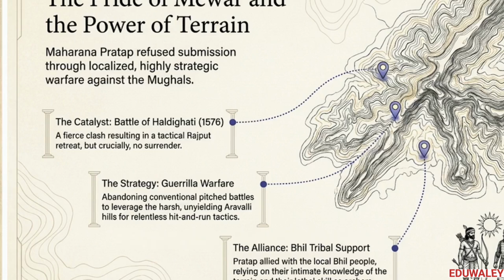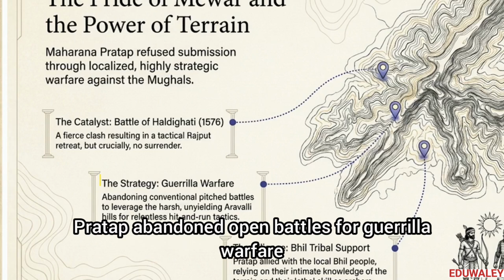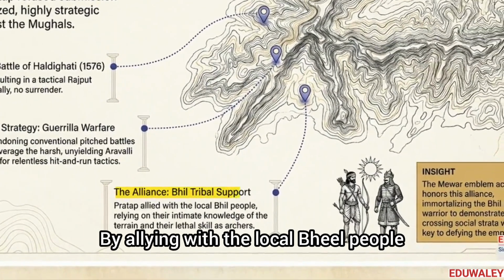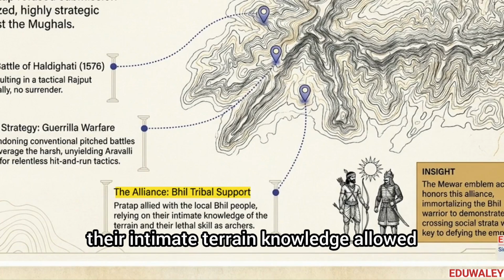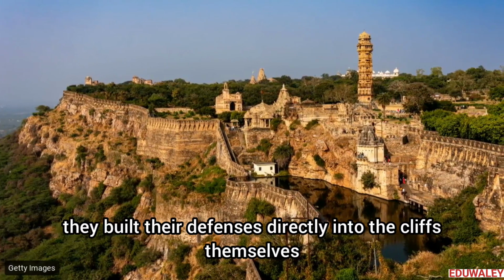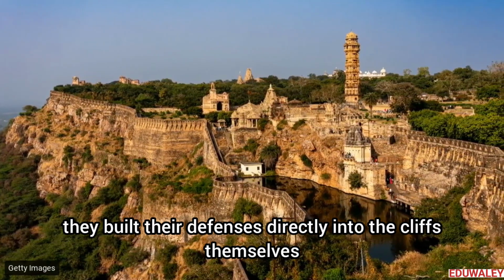After Haldigati, Pratap abandoned open battles for guerrilla warfare, relentless hit-and-run attacks to exhaust the invading army. By allying with the local Bhil people, their intimate terrain knowledge allowed his fighters to strike and vanish quickly. When they weren't attacking, they built their defenses directly into the cliffs themselves.